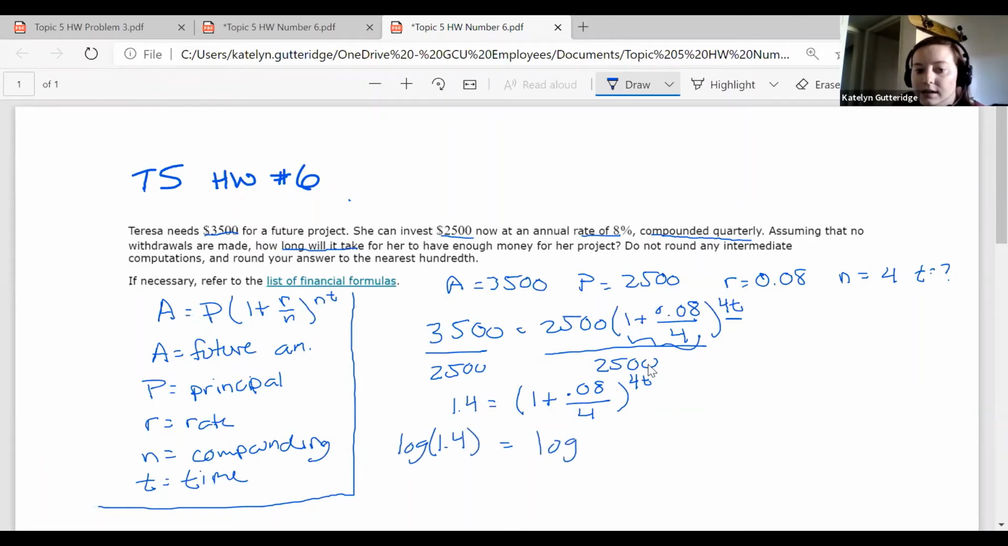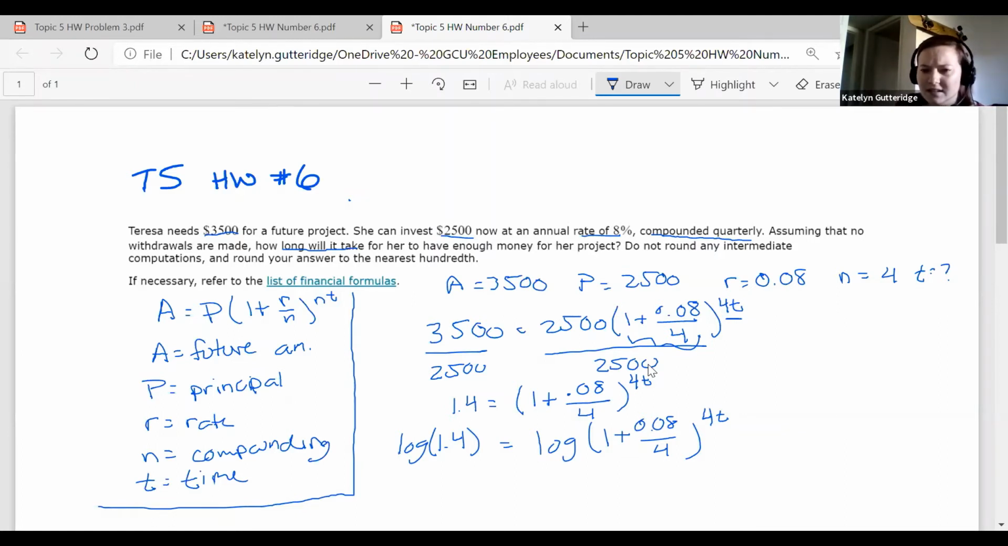If you learned natural log, you can take the natural log of both sides as well. Each one will get you to the correct answer. I always learned it as taking the log of both sides, so that's what I do now. But if you learned it as taking the natural log of both sides, that works as well.